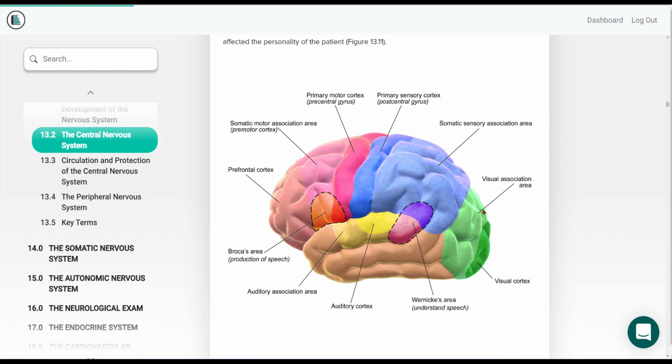So let me just recap. Occipital lobe is vision. Parietal lobe is sensations. Frontal lobe is motor.